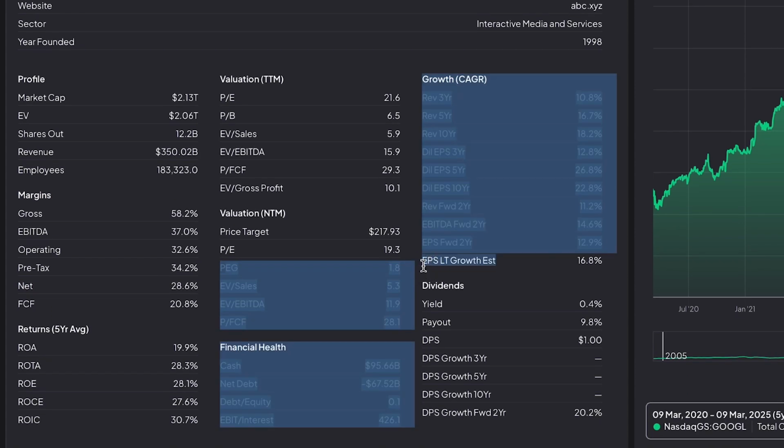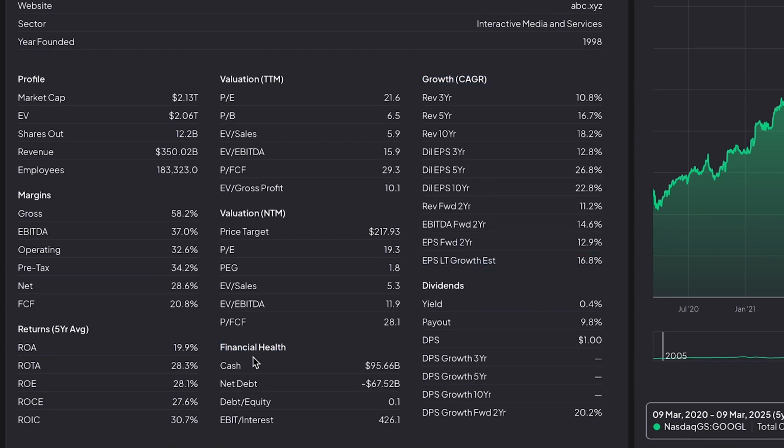You've got their PEG ratio, and you've got a lot of details over here. You've also got their growth data over here. So their revenue has increased by 10% CAGR over the last 3 years, even more if you look at the 5 years and the 10 years. And it's the same with the earnings per share as well. So everything is all listed nicely over here.